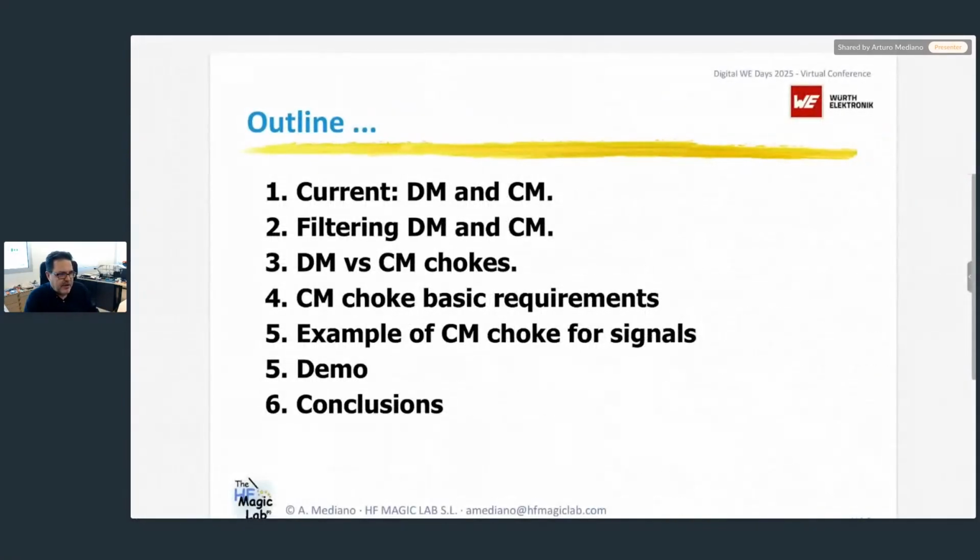Well, first, this is the outline of the presentation. We will talk about what differential mode and common mode are. We will talk about filtering, differential and common mode, how common mode chokes relate to differential mode chokes, and what the typical basic requirements for a common mode choke are. We will see a demo with a small common mode choke from Bourns Electronics. And finally, we will introduce this common mode choke in a very simple demonstration. At the end, we will talk about conclusions.